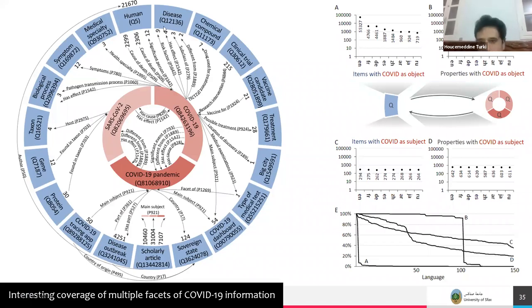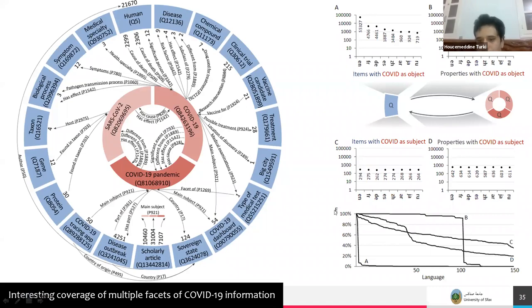Another aspect, and it is an important aspect, is that the multilinguality of the data is respected as well. As you see here, there are many languages that are well represented. For example, the subjects of items having COVID as an object are represented in a good way in English, but also in French, in German, in Spanish, in Chinese, in Arabic, in Japanese, and in Russian. The same holds for other types of relations related to COVID-19.